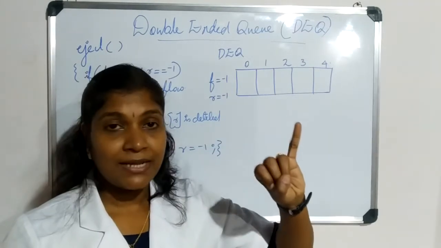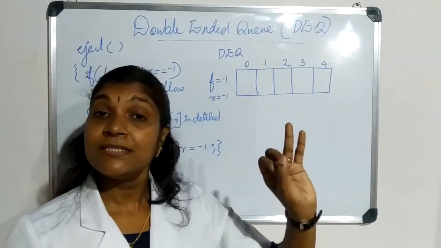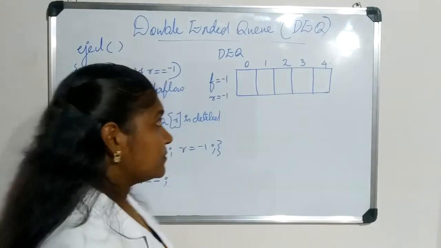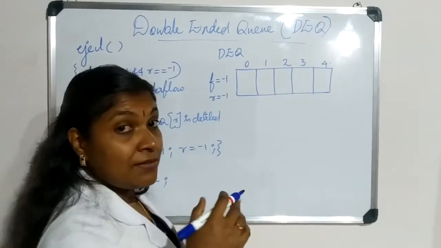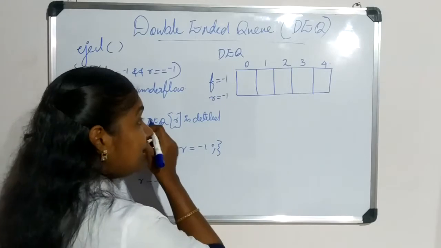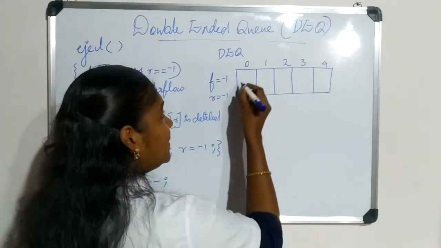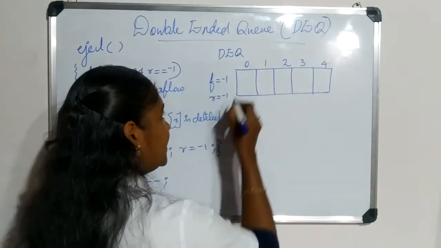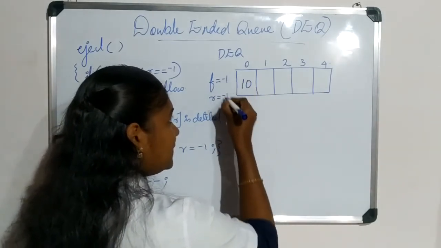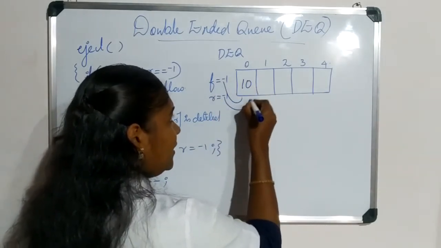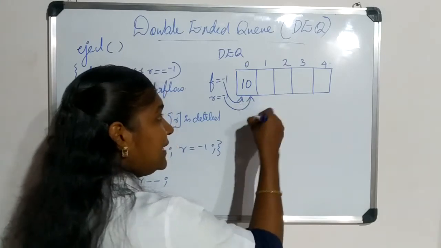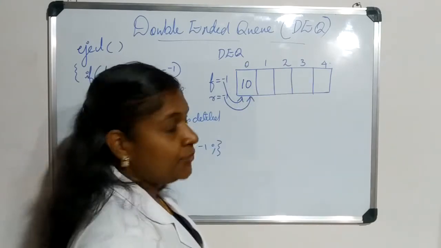First case is just one element, and second case is more than one element. Okay. So first we will consider the more than one element case. For that, let me insert elements into this queue. First element 10. In order to insert that, first we need to bring F and R into this position. Then only we could enter 10 into position.